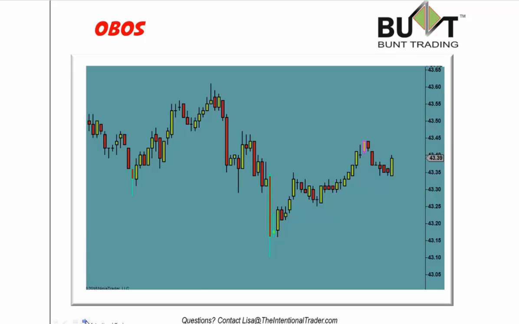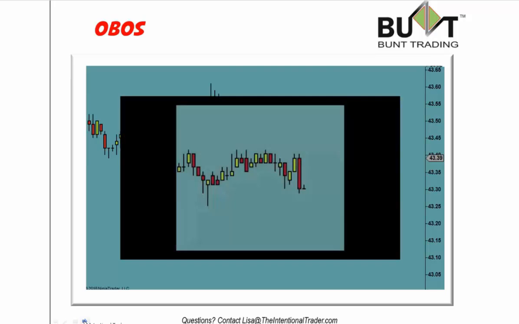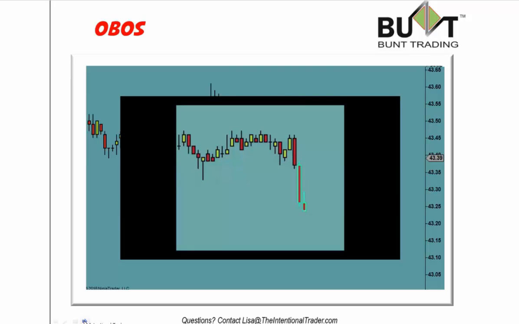When that condition exists, we're going to paint the outline of the bar to give us a heads up that we are now in an overbought or an oversold condition. You'll notice on the video how it prints in real time live on the current bar.